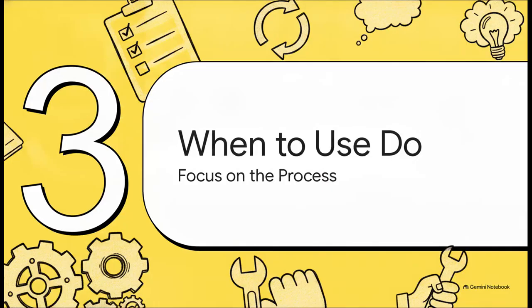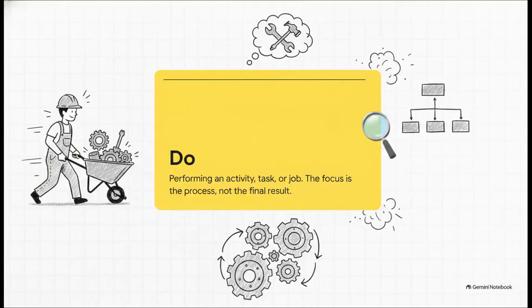Let's move to section 3, when to use do. So let's look at how this builds into real-world applications. The formal definition of do means performing an activity, task, or job. But remember, the absolute focus here is the process. You're describing the physical or mental exertion required to complete a task without really worrying about some final, shiny product. It's all about just getting your hands dirty with the task itself.